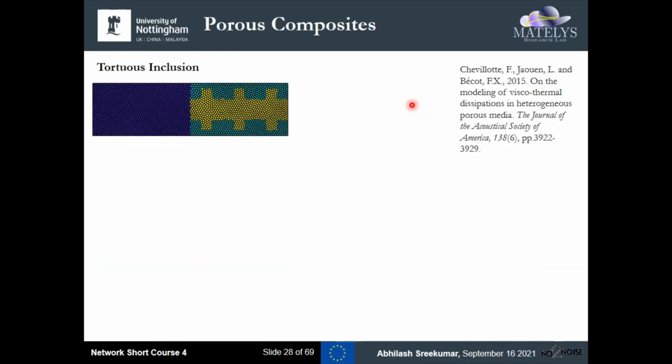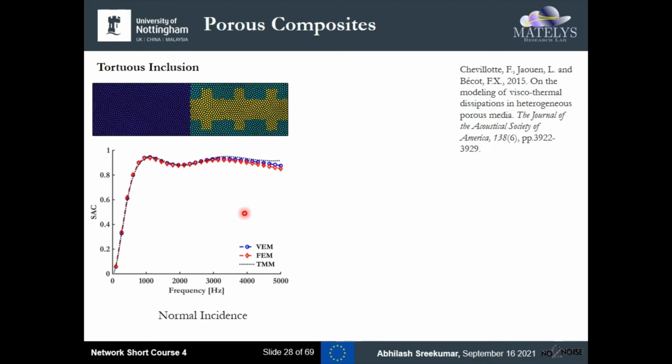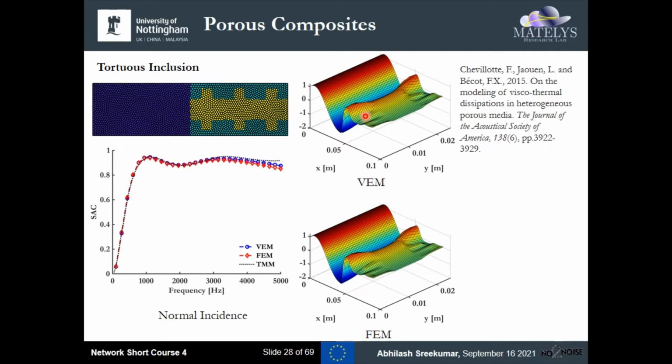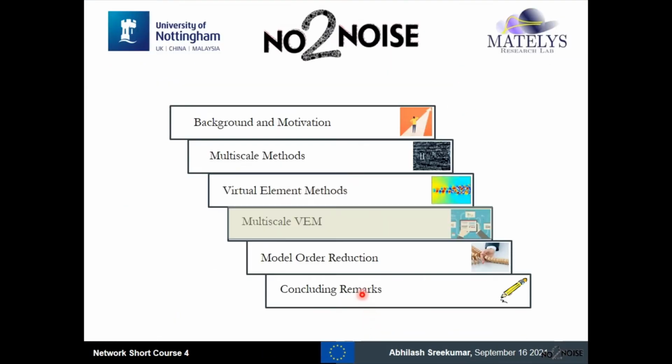Now, the next example is a case of porous composites as follows. You can see that this has a poorly resolved interface. This is to study the influence of imperfect interfaces on the sound absorption or transmission coefficient of the problem. In this case, it turns out that it is not very sensitive, and we get perfectly corresponding results for all three methods except at higher frequencies, of course. And these are the pressure contours at a high frequency for virtual element methods and for finite element methods. Now we move on to multiscale.